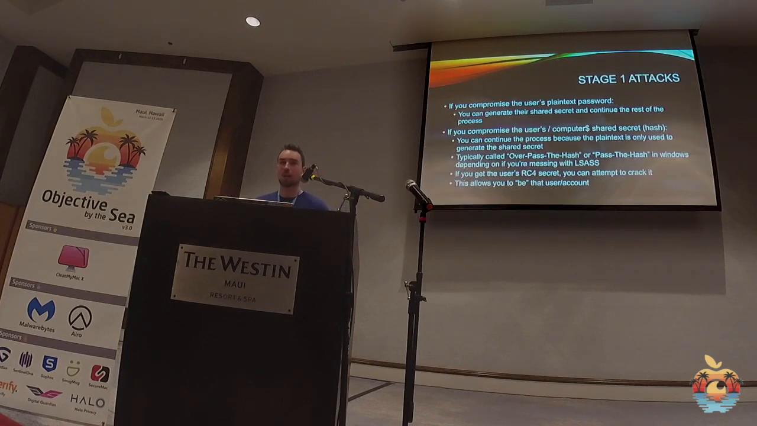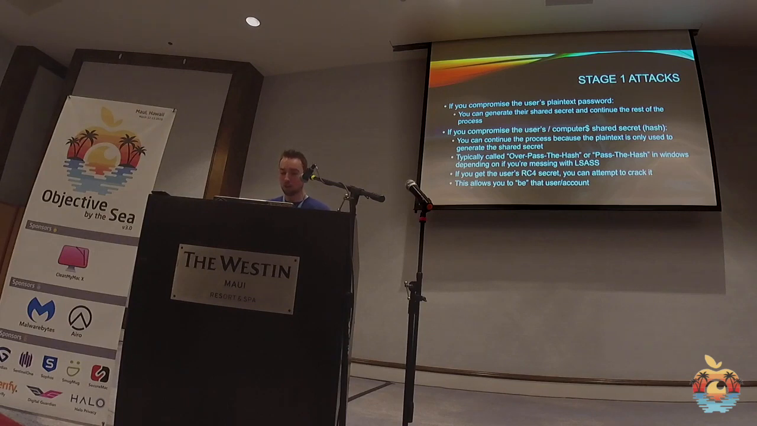So there are different attacks that can already happen at this point. If you can compromise the user's plain text password, then you can generate their shared secret. We just went through the process of how you generate these, and now you can do all this traffic yourself. If you compromise the user's hash, so the computer dollar or the user's hash that we're using in this environment, then you can use that to do this traffic manually yourself. Because remember, we're trying to take that plain text password and get these hashes anyway. So if you just get these hashes, you're already one step down the road.